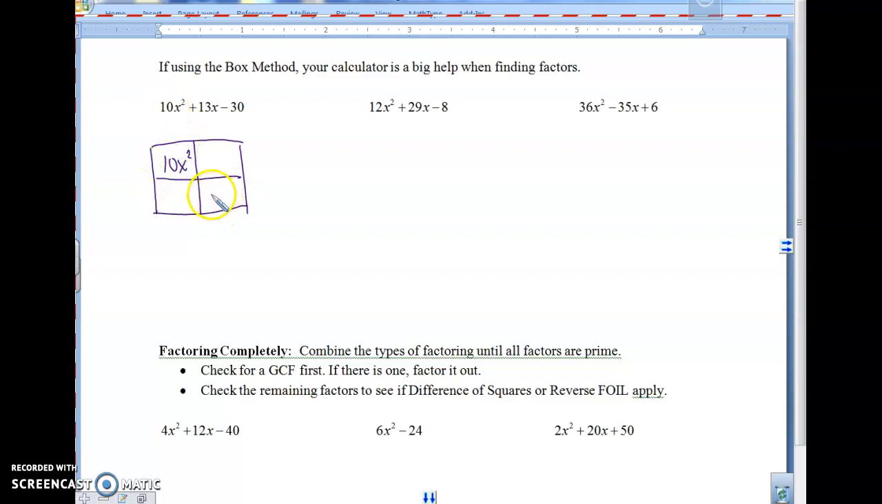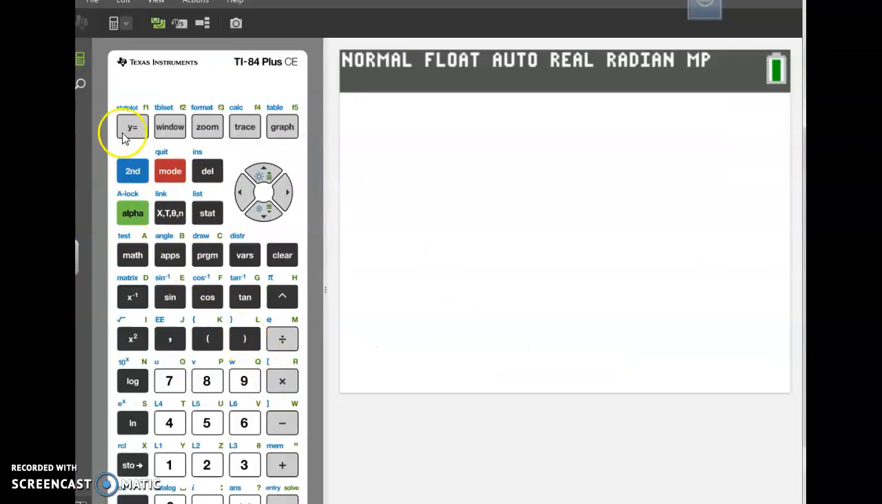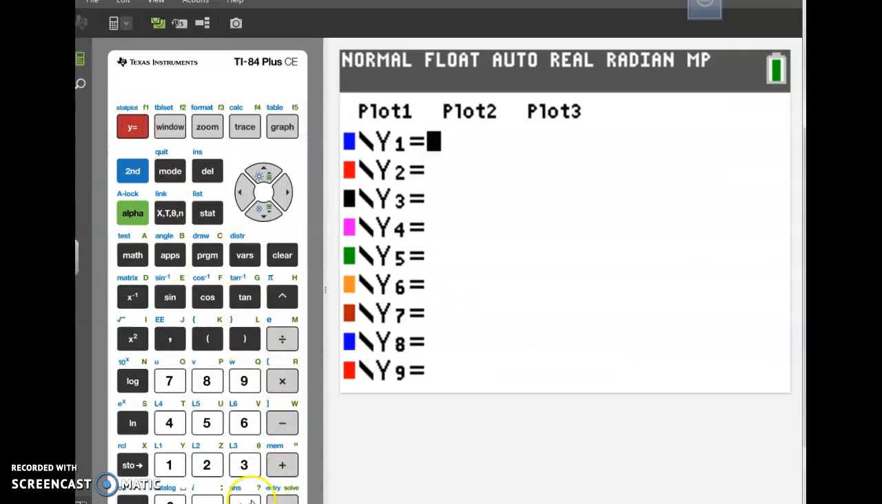Because this is a bigger trinomial, the leading coefficient's more than 1, we actually have to multiply these two terms together, which is negative 300x squared. Okay, so then I need the factors of negative 300 that will add up to be 13. So if I look at my calculator, that can help me figure it out. All right, so if I go to y equals, I want negative 300 divided by x.